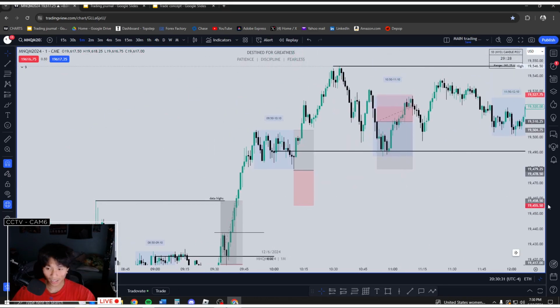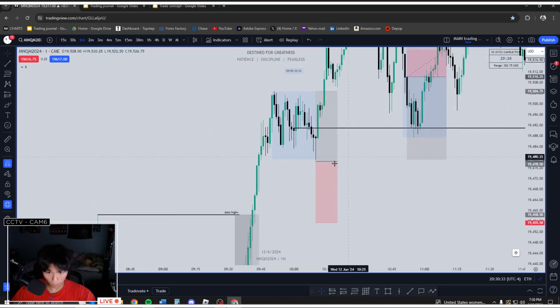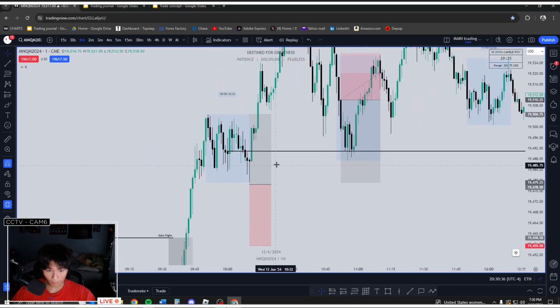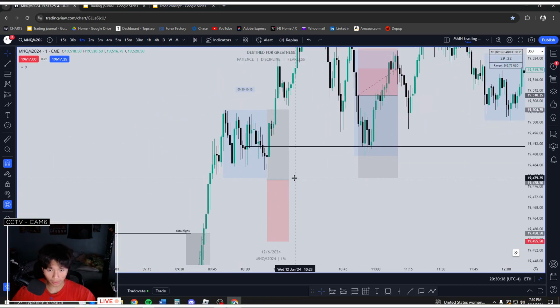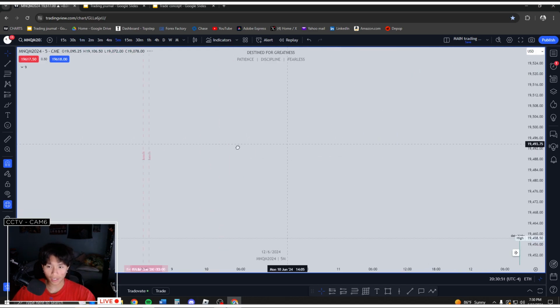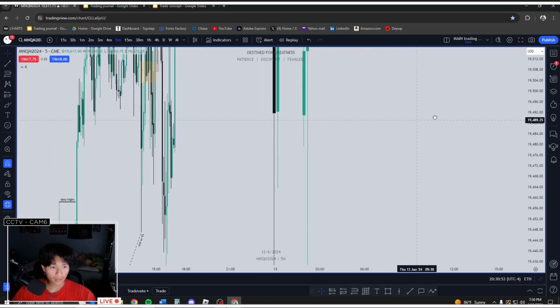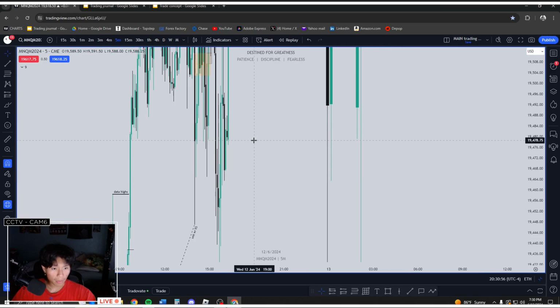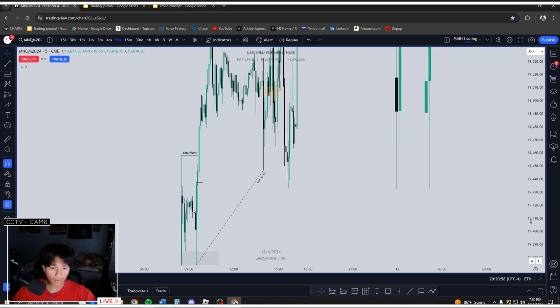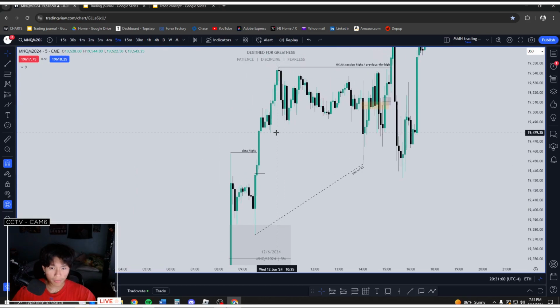And the second trade that I was hoping to take was this trade right here, and we actually missed the trade by 75 points. My entry was actually at a 5-minute fair value gap right here, I believe.